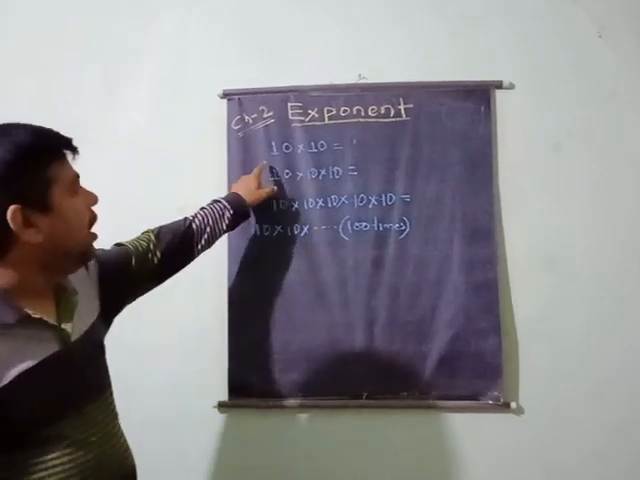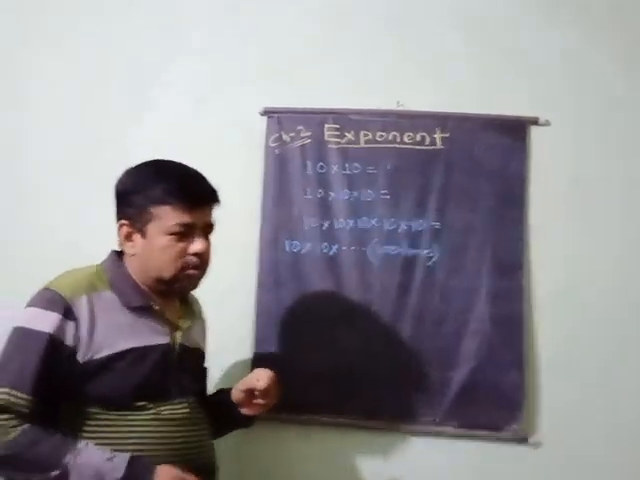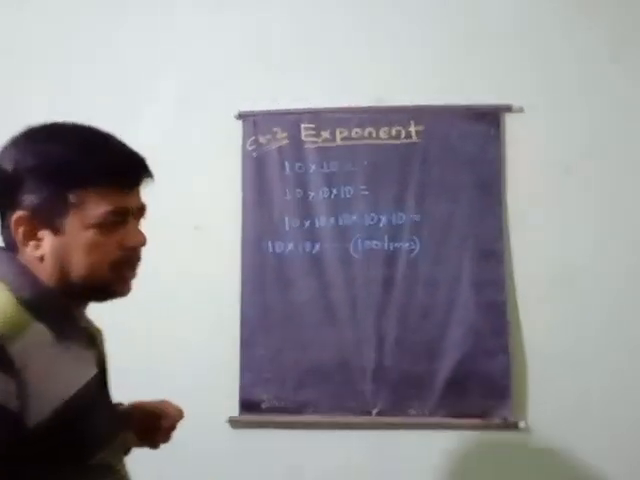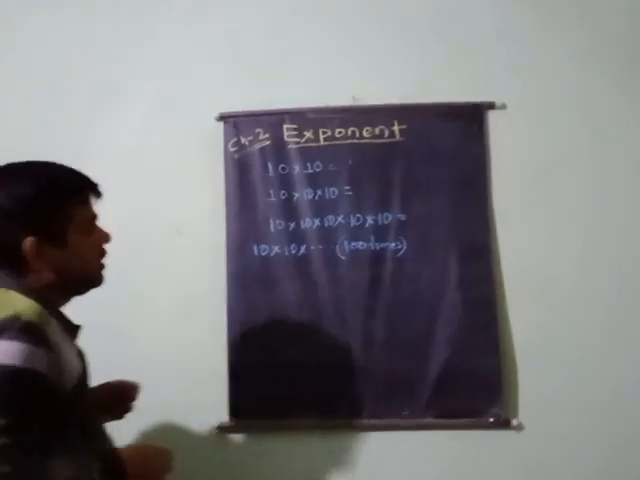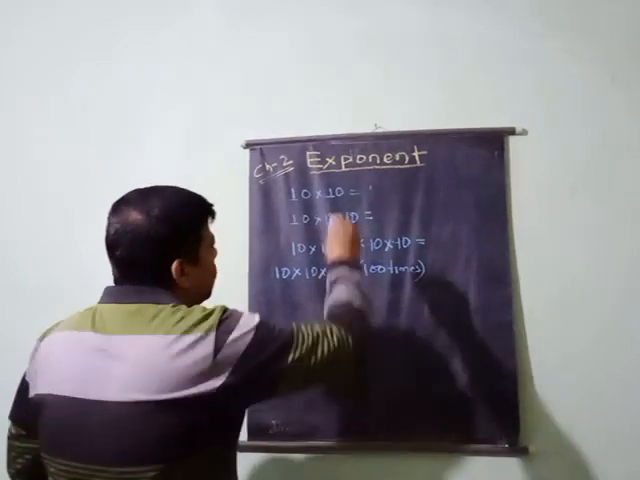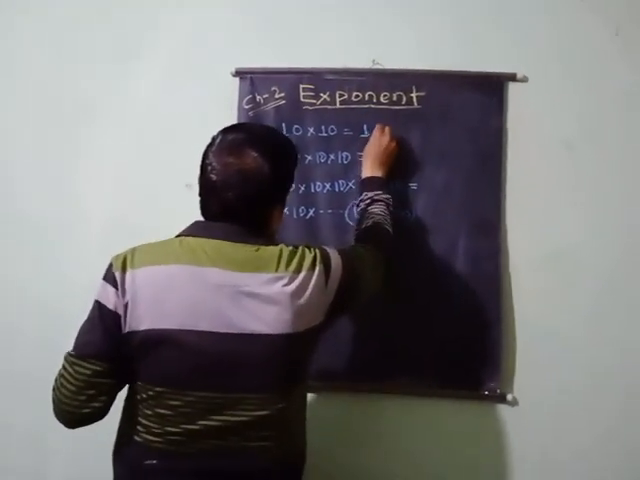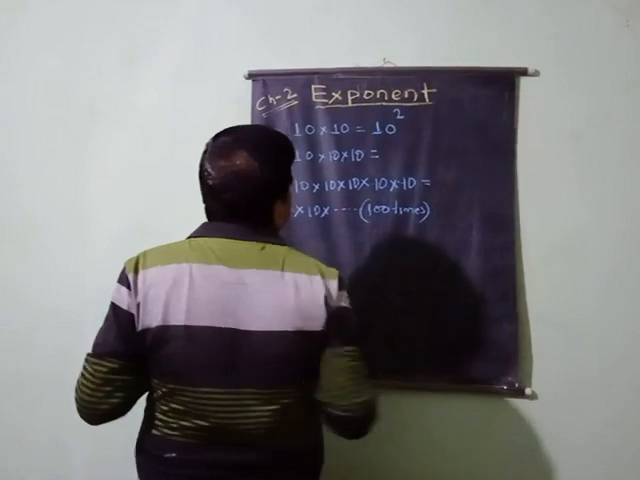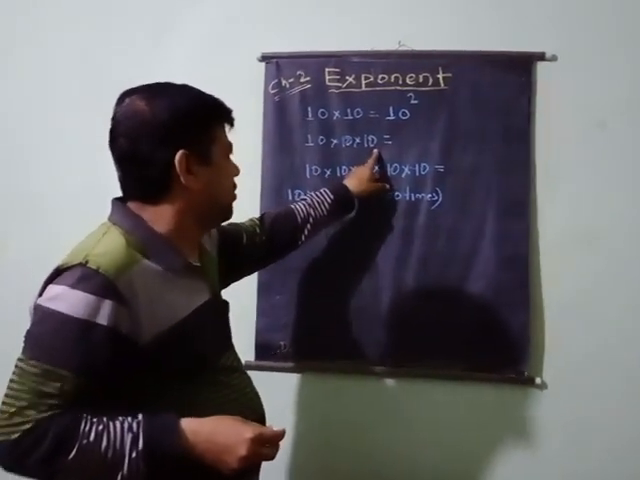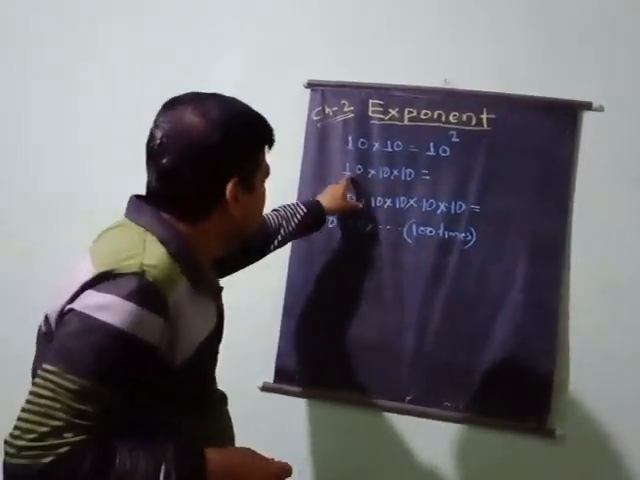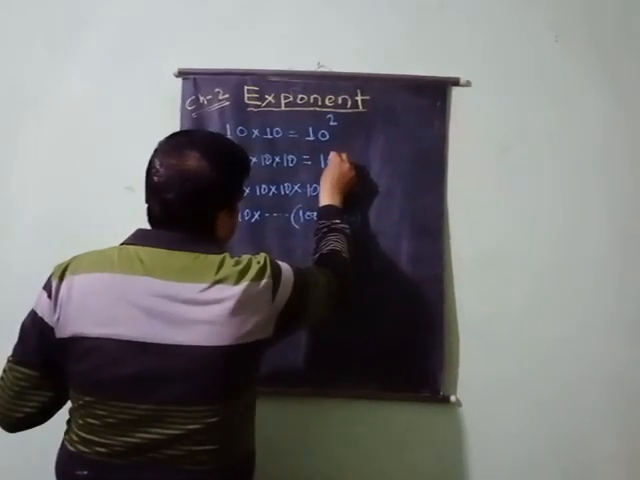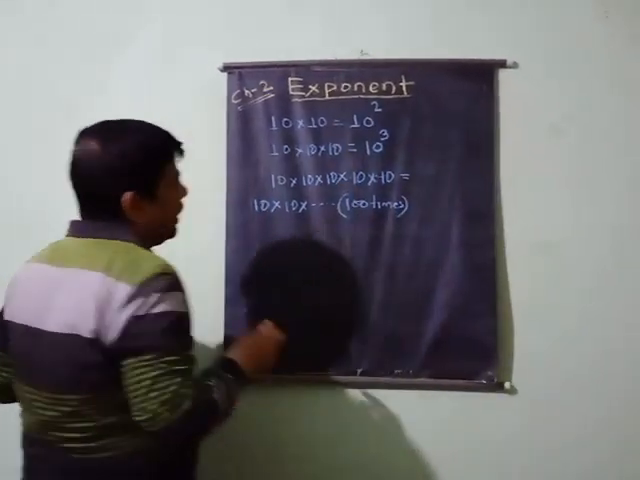You see, 10 into 10 is equal to, we are multiplying 10 into 10. 10 is multiplied with itself. It is called 10 into 10. We are multiplying 10 with itself. We shall get, what is the number? 10 square. We say 10 square. Similarly, 10 is multiplied with itself, again multiplied by itself. Here the 10 is multiplied how many times? 3 times. Here we can write 10 to the power 3.